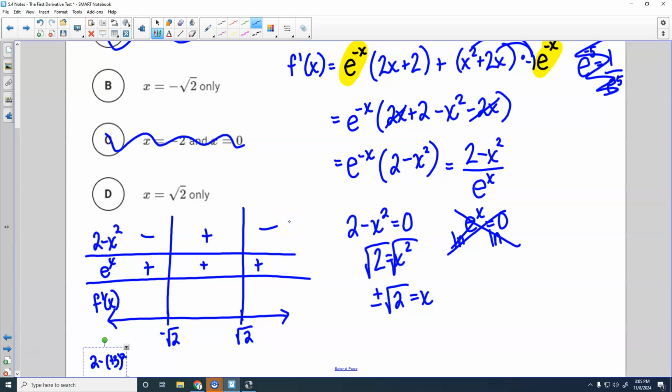So really, this top line is the same as your bottom line right here. Which one of these is going to give me a maximum? The negative square root of 2 or the positive square root of 2? Positive. It is going to be this positive right here, because at this point my derivative switches from positive to negative, and that's where we have a maximum. So D would be the answer for that problem.